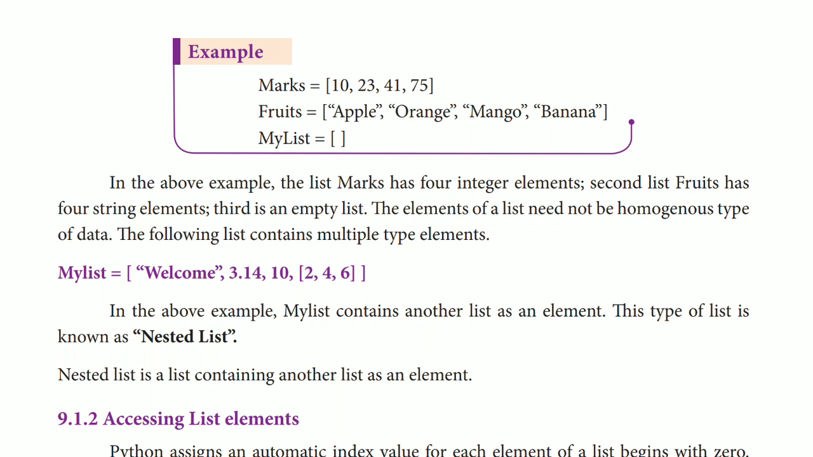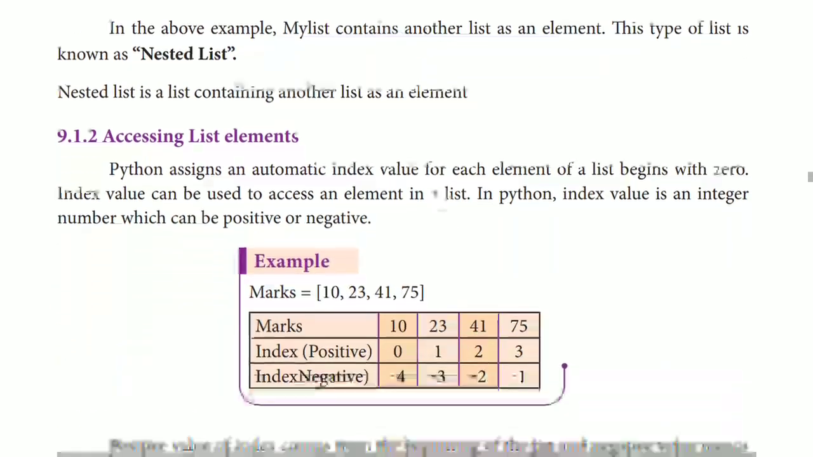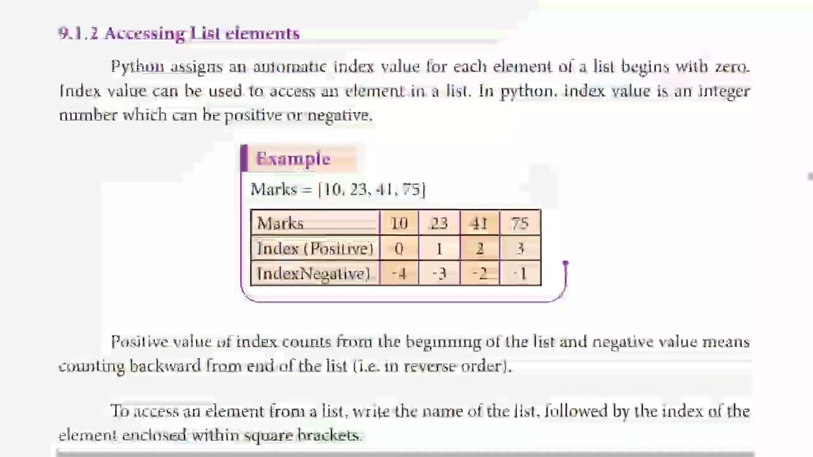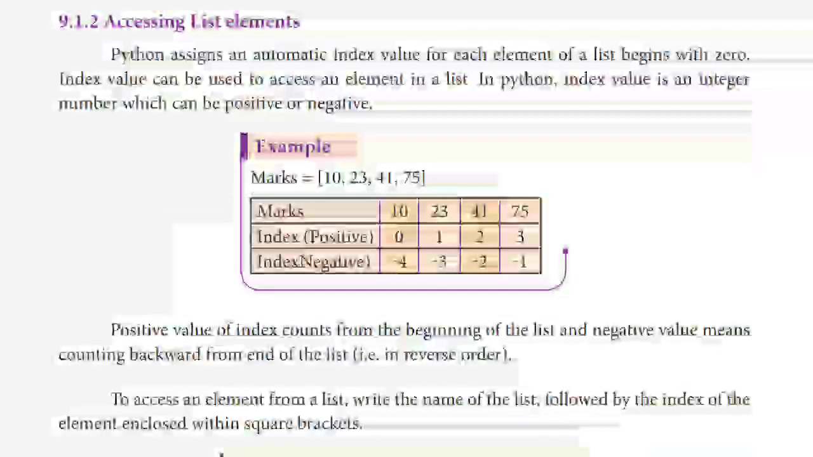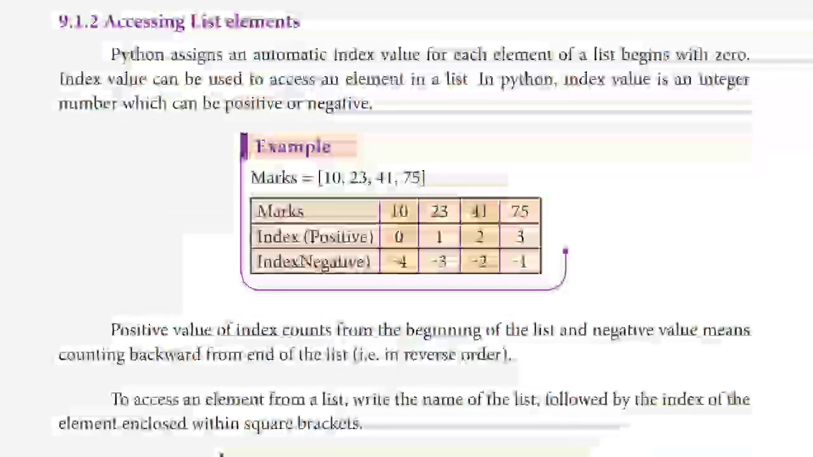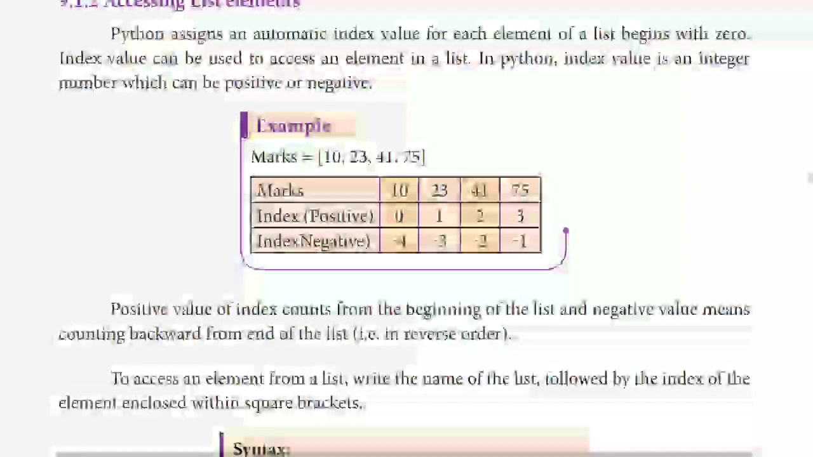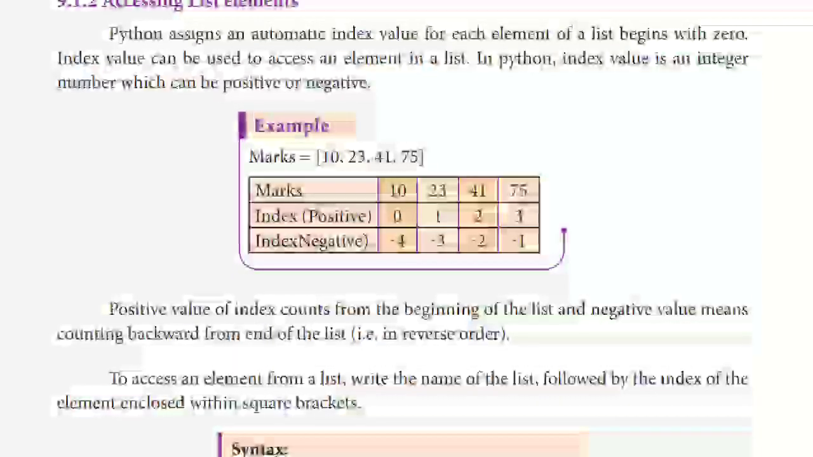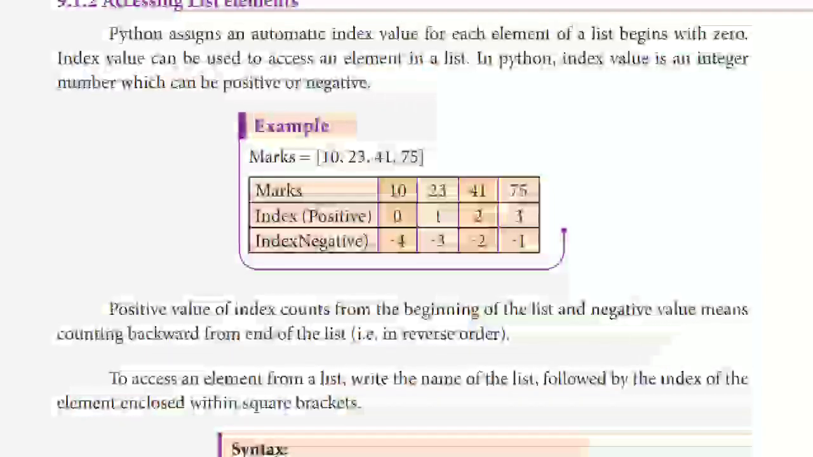So accessing list elements. How to access a list element? Python assigns an automatic index value for each element of a list, beginning with zero, and it can be used to access the element in a list. In Python, an index value is an integer number which can be positive or negative.